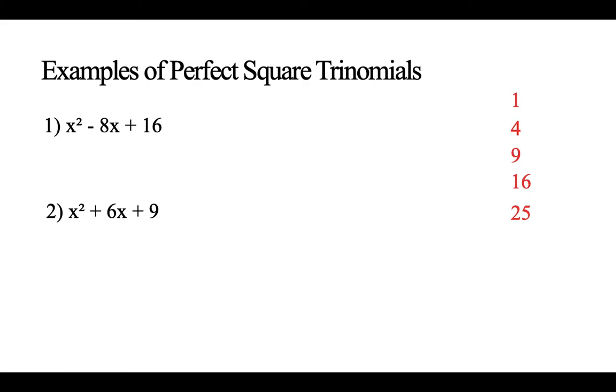So the square root of 1 is 1, the square root of 4 is 2, the square root of 9 is 3, the square root of 16 is 4, the square root of 25 is 5. They have factors of the same number. The factors of 25 are 5 times 5, 16 is 4 times 4, 9 is 3 times 3, 4 is 2 times 2, 1 is 1 times 1.